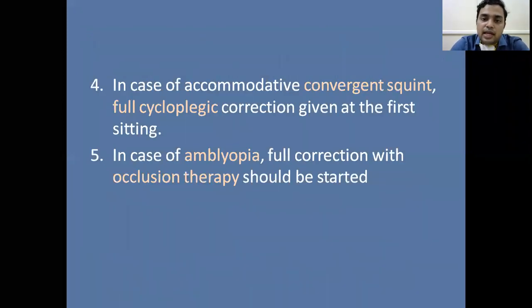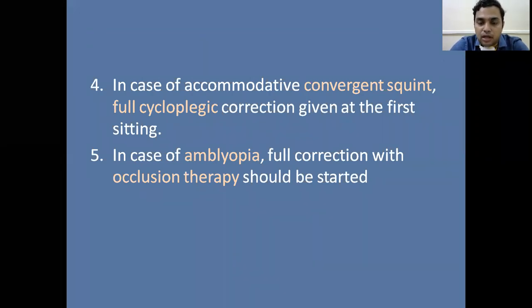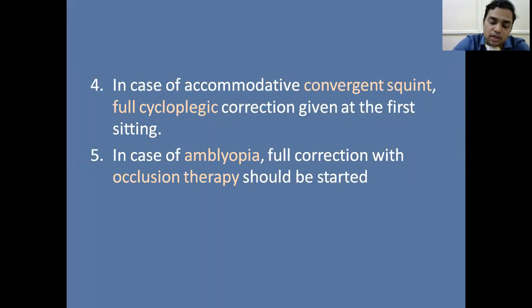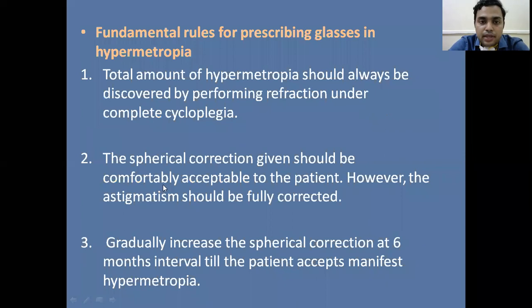And fourth one is, in case of accommodative convergent squint, full cycloplegic correction is given at the first sitting. So unlike normal cases, if the patient is having convergent squint, we have to correct the patient in the first sitting only. Full correction is given in the first sitting only. In case of amblyopia also, we have to give full correction, and occlusion therapy should be started. So these are the fundamental rules of prescribing glasses in hypermetropia.